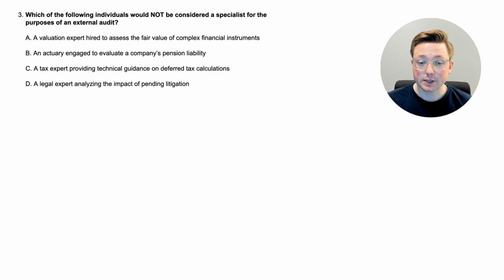Option A, a valuation expert hired to assess the fair value of complex financial instruments. Option B, an actuary engaged to evaluate a company's pension liability. Option C, a tax expert providing technical guidance on deferred tax calculations. Or option D, a legal expert analyzing the impact of pending litigation. Okay, so out of these different options, which one would probably not be considered a specialist?